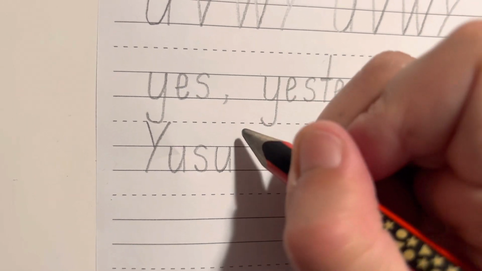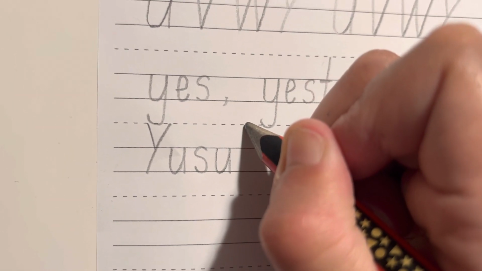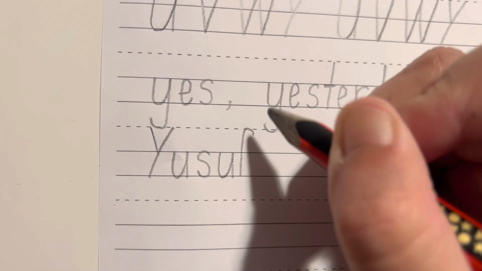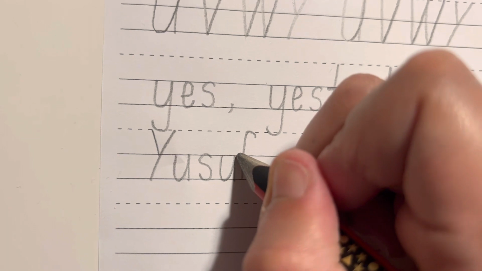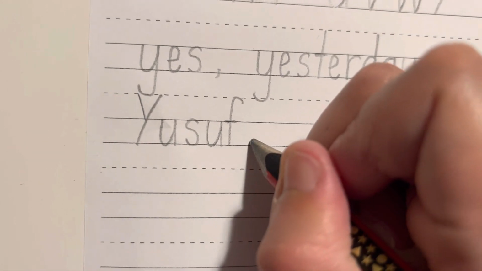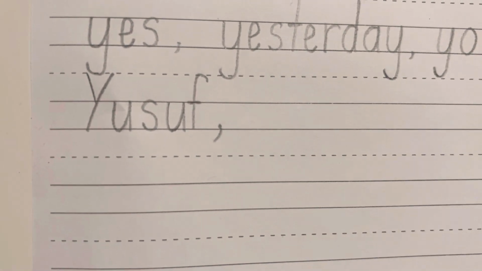And for the F, it's nice and tall letter, so we're going to start from the dotted line at the top. We're going to go around and straight down. And then like the T, we are going to cross in the middle line of F. Yusuf. You can start.